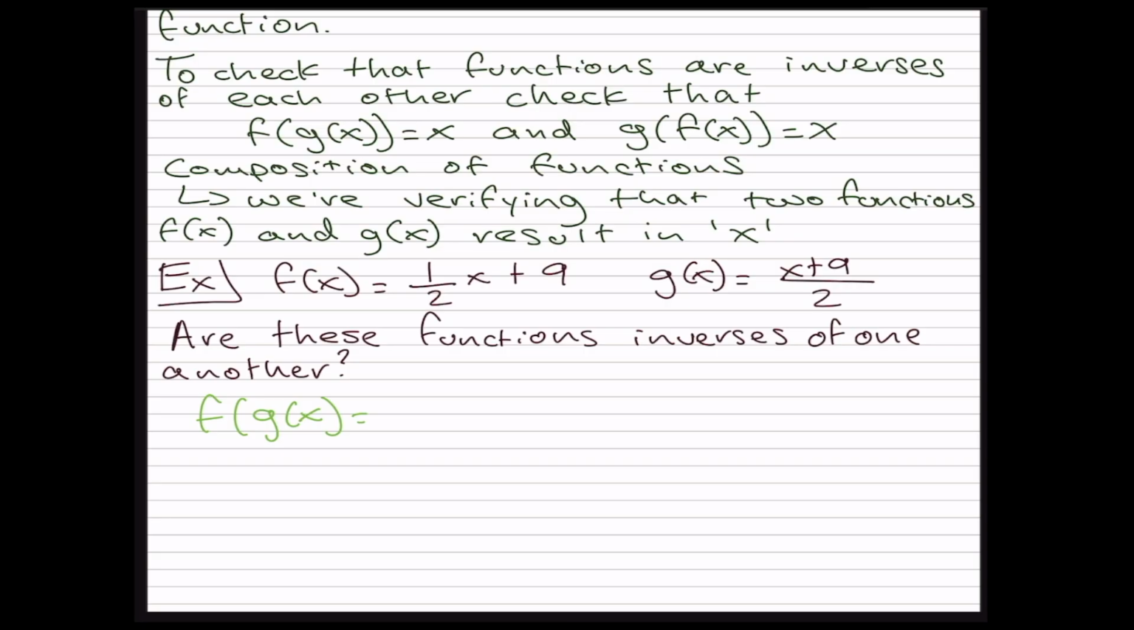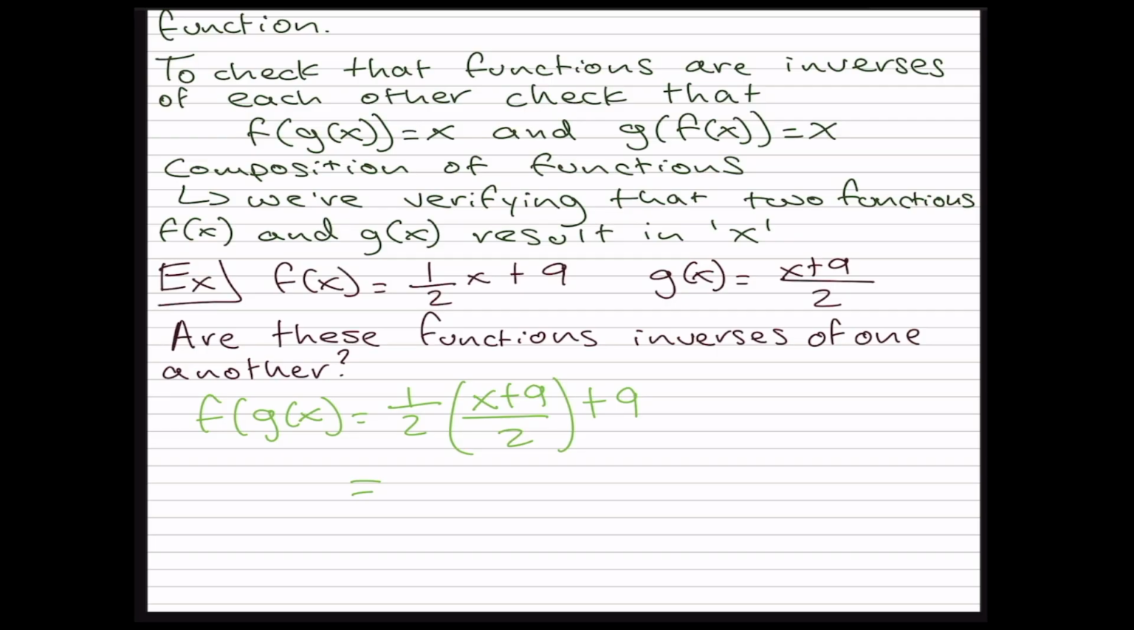So you want to check that f of g of x is going to equal x. And what that means is, the function g of x, all of that function, you're going to input for x in the f of x function. So we're going to take (x plus 9) divided by 2, and we're going to put that in for x in the other function. So we're going to have 1/2 times (x plus 9) divided by 2, plus 9.